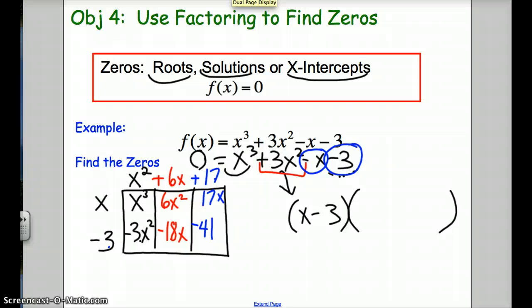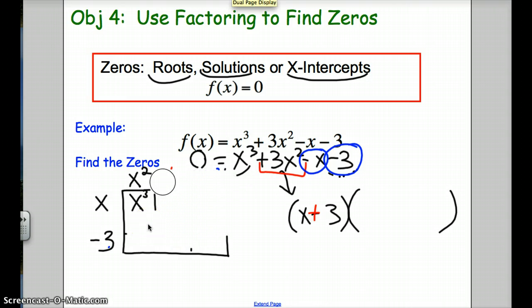It's good to do this with pencil and or slightly in your head, lightly written on your paper. So x minus 3 is not a factor, so now I'm going to test x plus 3. So I'm going to erase what I started, and I'm going to test x plus 3.